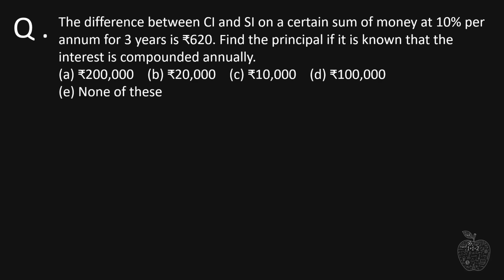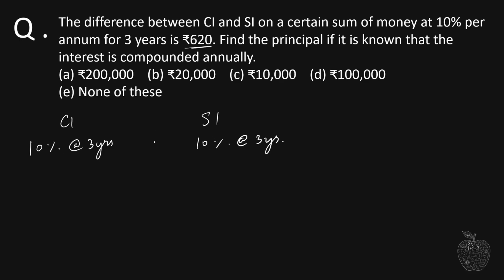The difference between CI and SI on a certain sum of money at 10% per annum for 3 years is 620. Find the principal if it is known that the interest is compounded annually. Okay, so there are two interests, compound interest and simple interest, and for both the money is invested at 10% per annum for 3 years. And the difference between these two is 620.